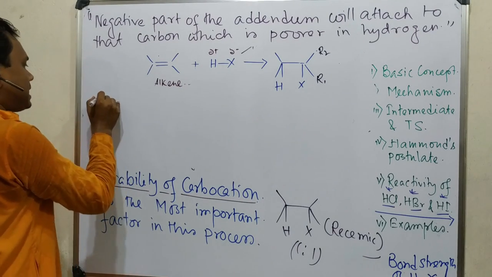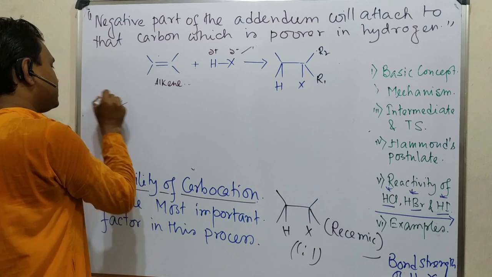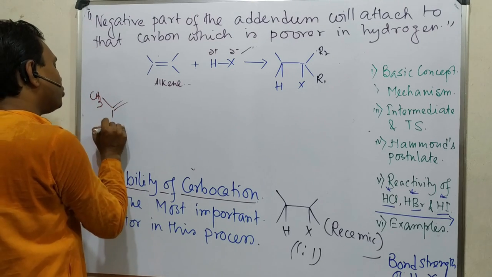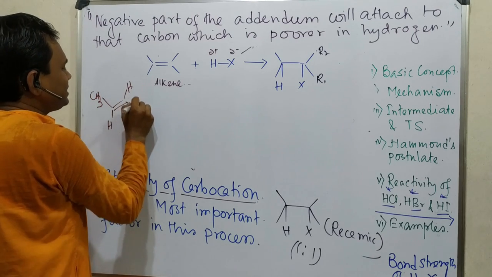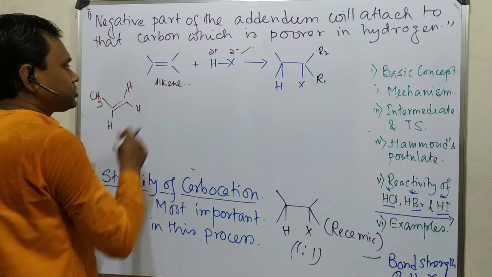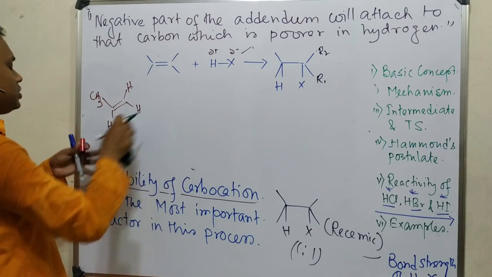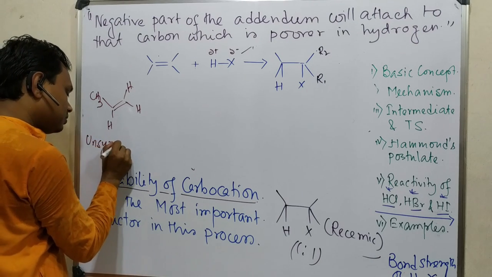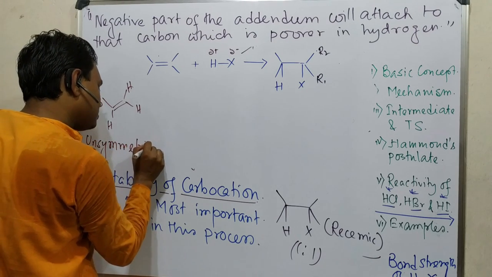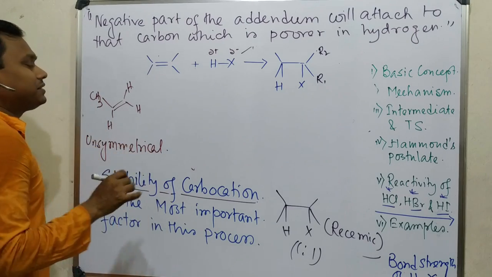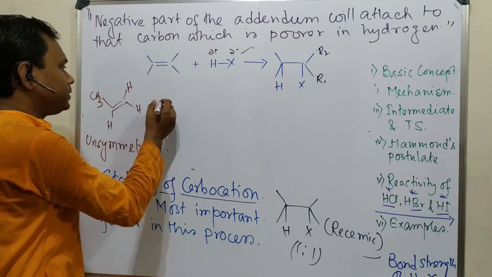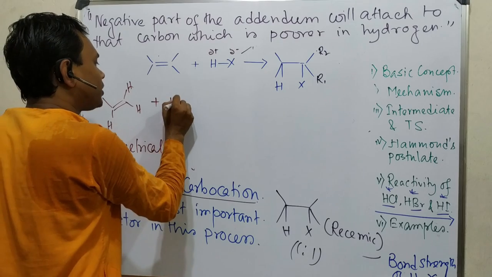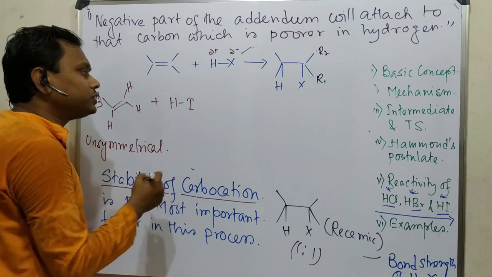So, as the example I have written, that is propene. It is not a symmetrical one. This is a symmetrical one, but what I am writing now is unsymmetrical. So the interesting part has started. Propene, if you react this with, for example, HI, what will be the product?